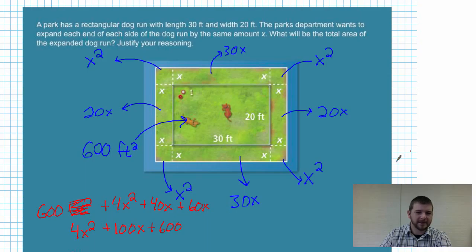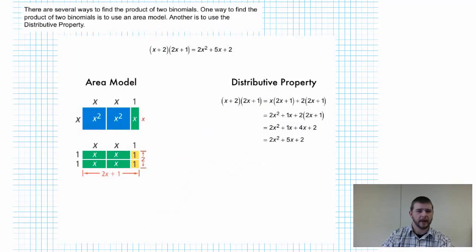But perhaps there's a much faster way for us to come at the solution without writing out all of these areas and adding them all together. We'll see. I notice it says there are several ways to find the product of two binomials. One way is to use an area model. Another is to use the distributive property.